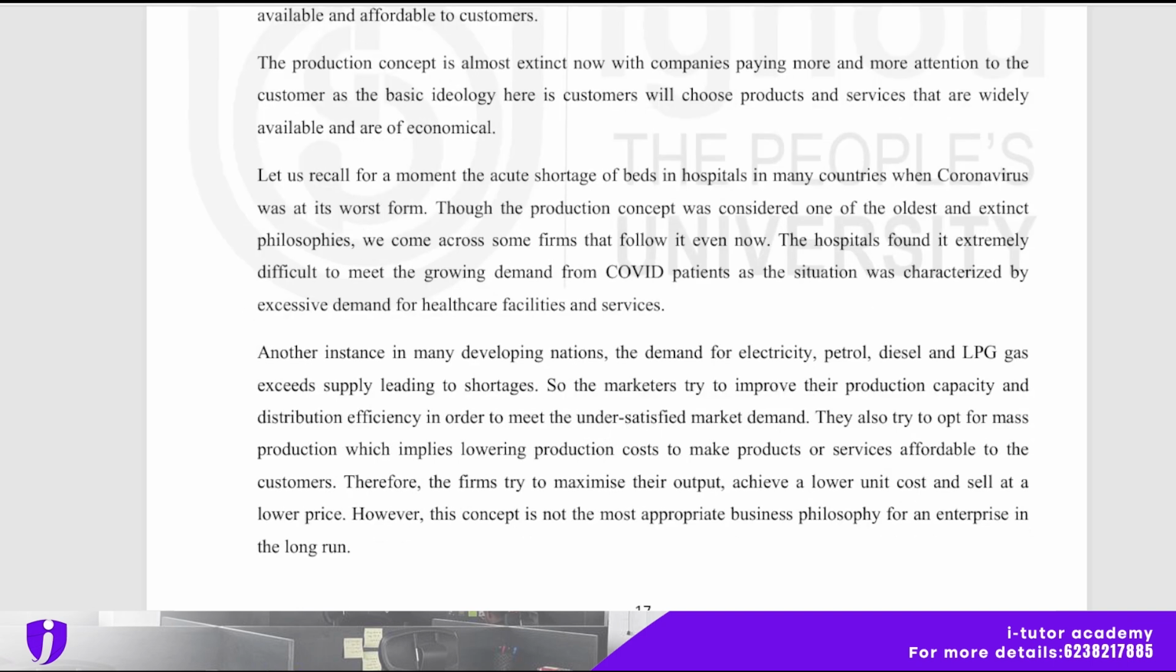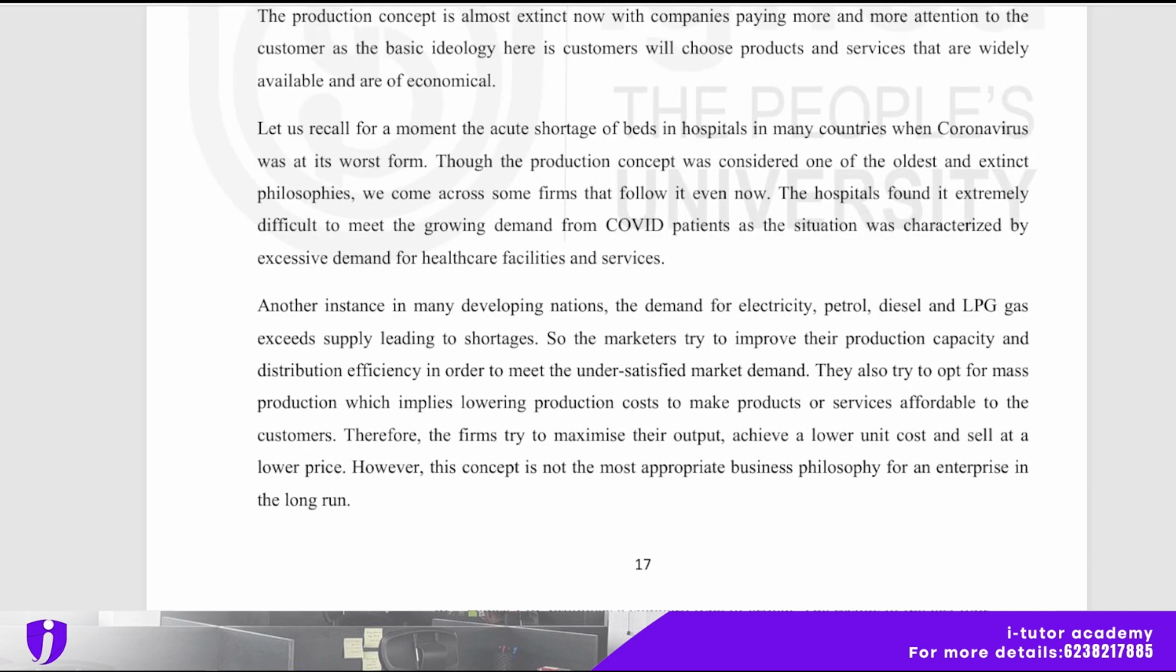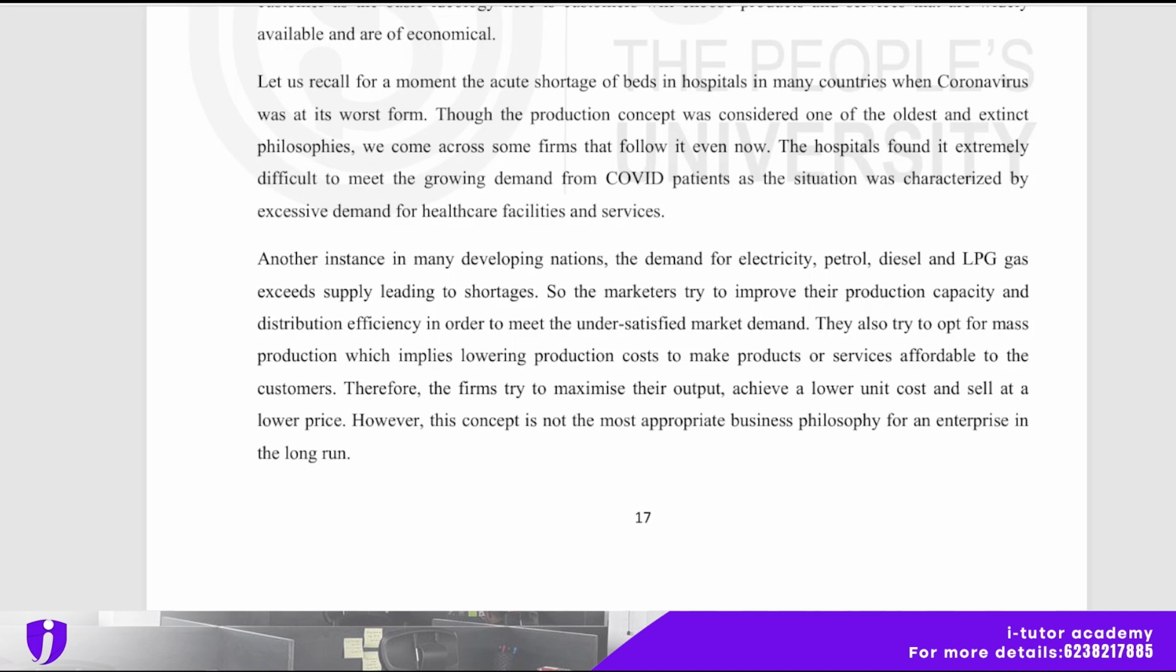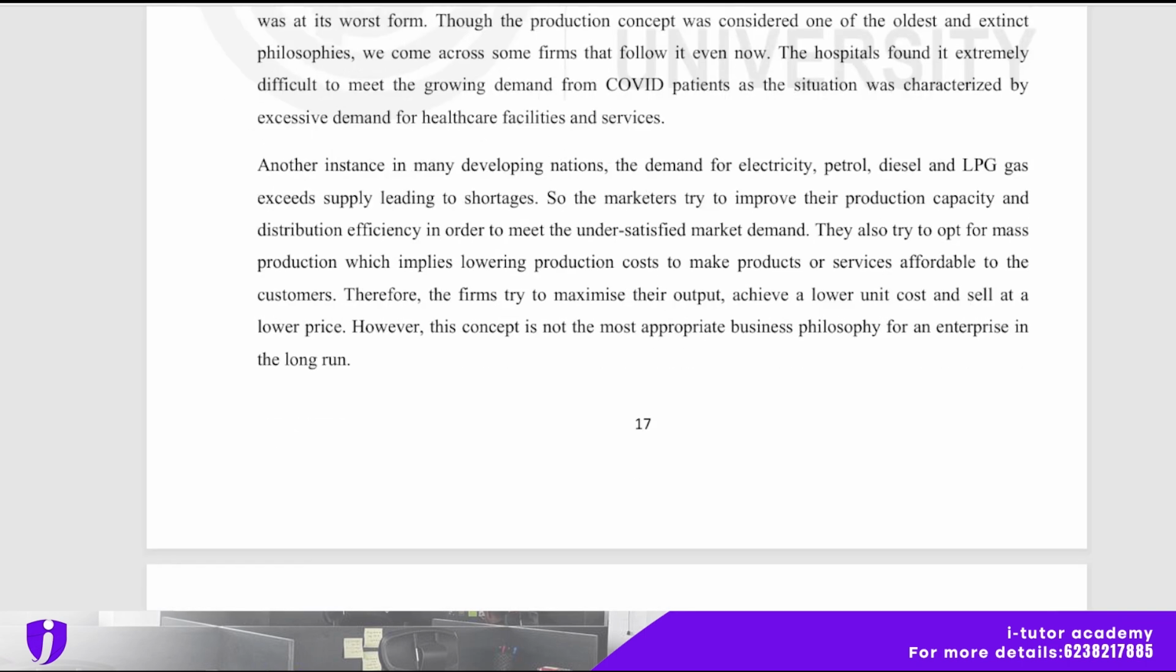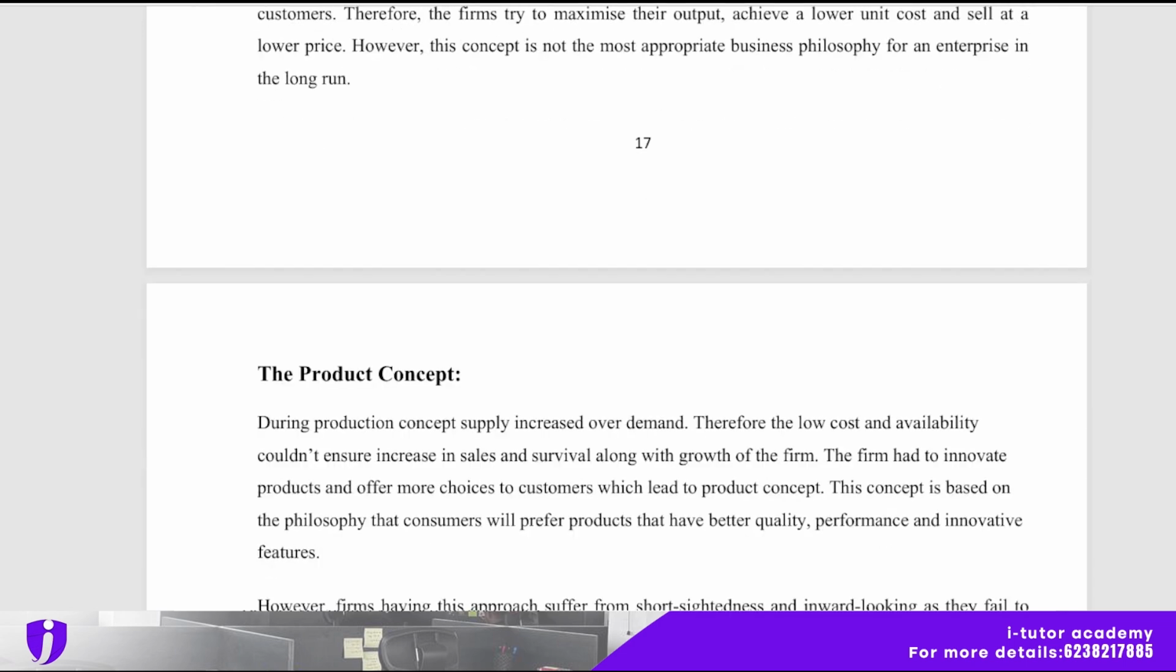As another instance, in many developing nations, the demand for electricity, petrol, diesel, LPG gas exceeds supply, leading to shortage. So the marketers try to improve their production capacity and distribution efficiency in order to meet the unsatisfied market demand. Next is the product concept.